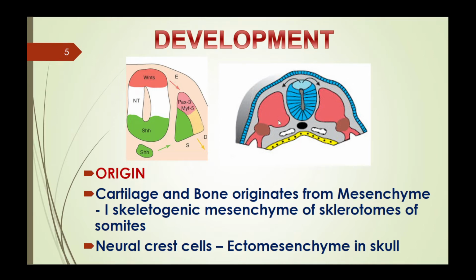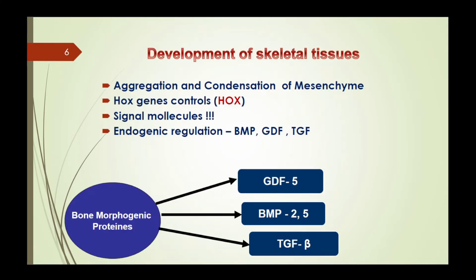Sclerotomes give us the formation of cartilage and bone everywhere except in the skull. Development of skeletal tissue is characterized by a specialized process, for example, aggregation and condensation of mesenchyme, to take an active part in the formation of the future limbs and axial vertebrum.